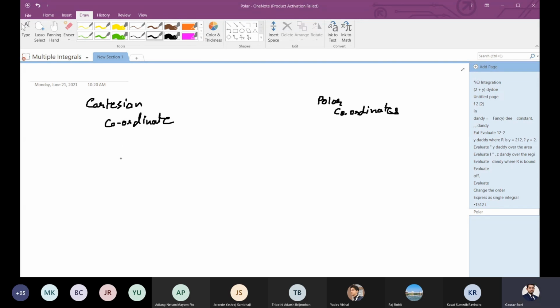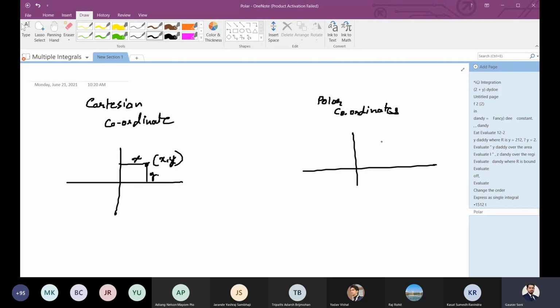In Cartesian coordinates, each and every point depends on its distance from x-axis or y-axis. So the x coordinate actually depends on the distance from y-axis, and y coordinate depends on the distance from x-axis. And in polar coordinates, each and every point is named by two things: its distance from the origin and its angle with positive x-axis. So these two things give the name to this point in terms of r and theta.